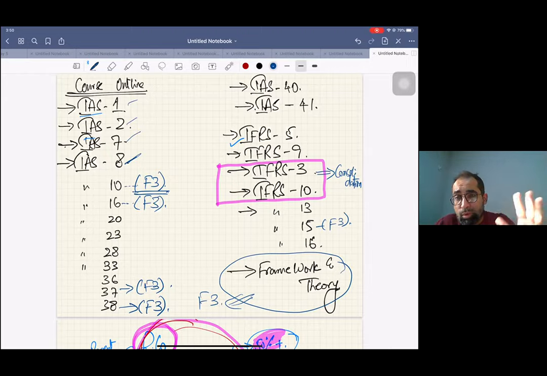This will take a lot of time. Obviously, there are many standards, right? But one thing which I always instruct to my students and I make it compulsory, and I have seen a big benefit from this strategy, that after completing each and every standard, you have to read the book of that standard. That is compulsory in my class.